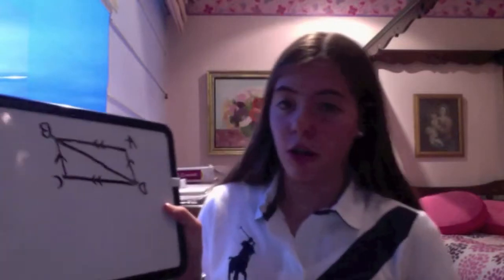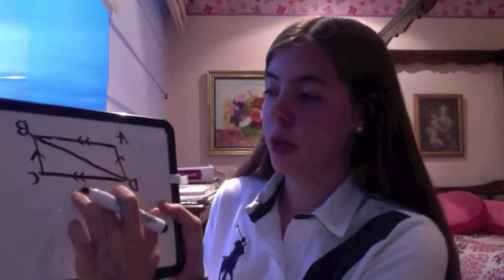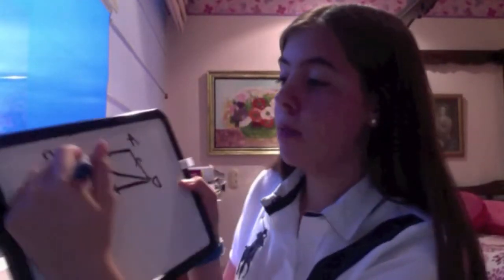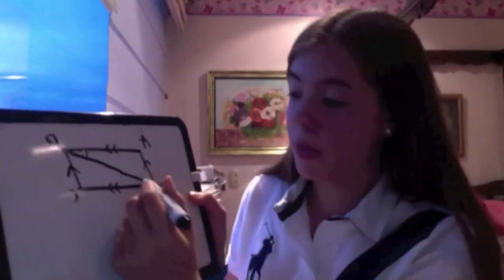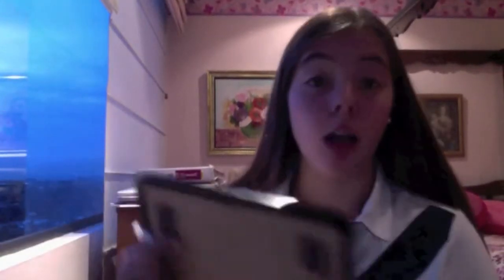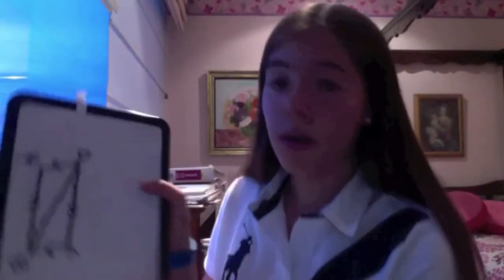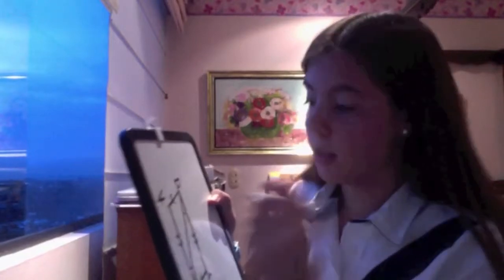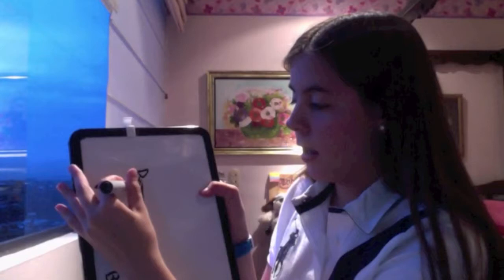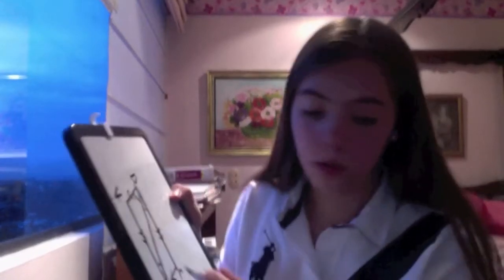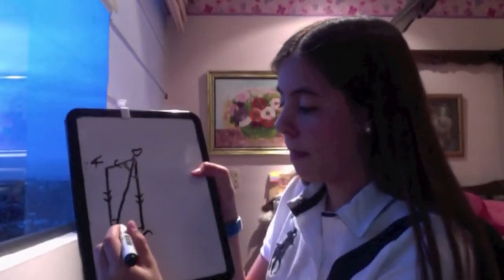So how do we start off? Let's start off using these two parallel lines. You can see that angle ABD is congruent to angle BDC because of alternate interior angles. Now, if you shift it like that and use these two parallel lines, you can also see that angle ADB is congruent to angle DBC.